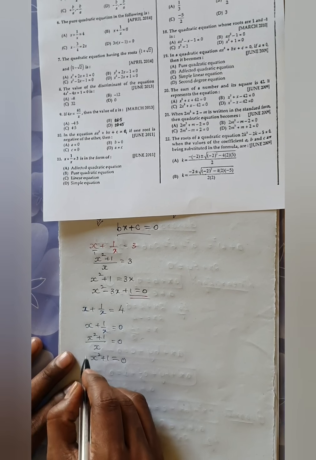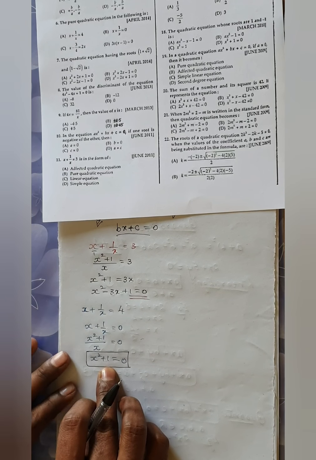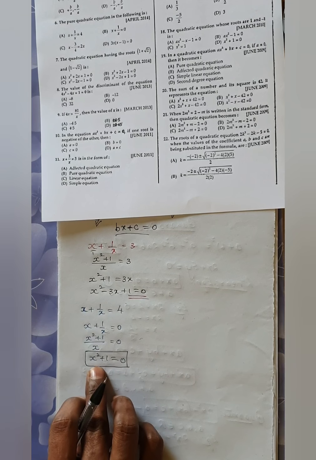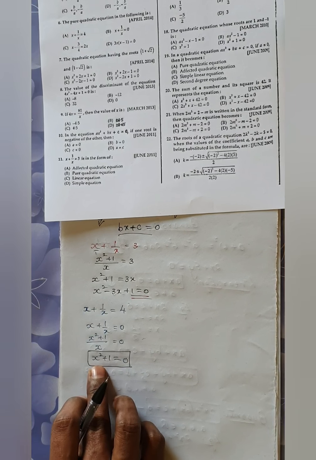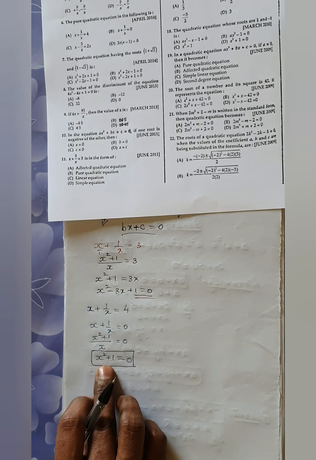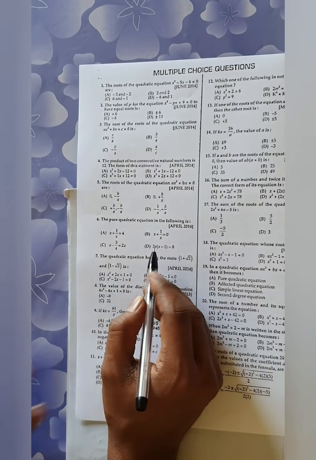You can see here I have an equation x square plus 1 is equal to 0. So, do you have an x term here, Vinuta? No. Because the term x is absent in this equation, this is a pure quadratic equation. If you want to check the other 2 options also, it's very clear.